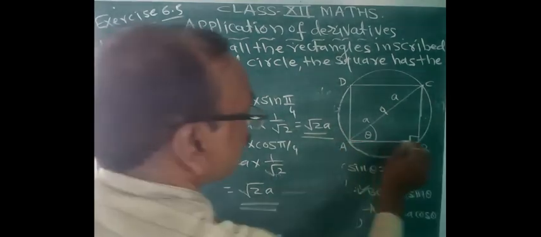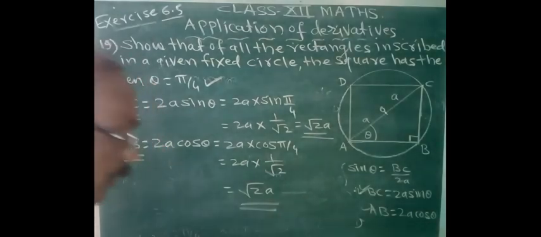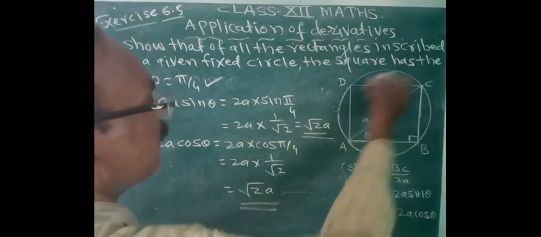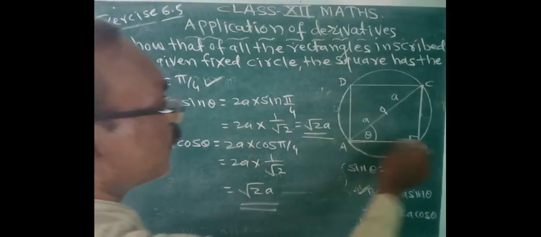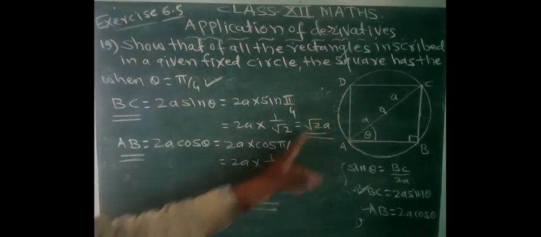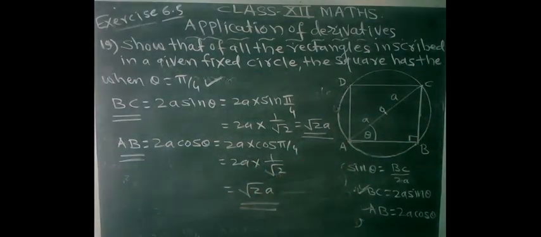As this length and breadth are equal, therefore it is a square. Therefore we can say that of the rectangles inscribed in a circle, only the square can have the maximum area, because here the sides are root 2 a, these sides are root 2 a, so it becomes a square.